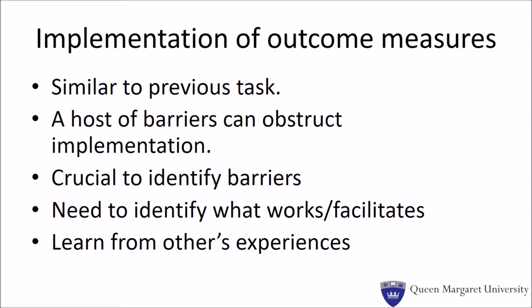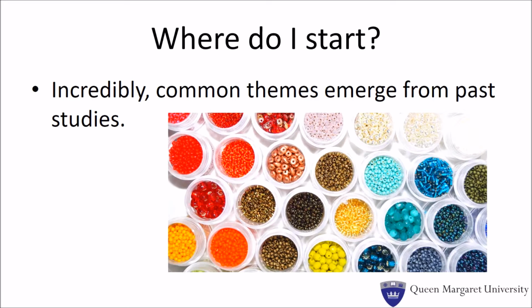Now, the implementation of outcome measures is quite similar to how you organize an outing. There is a host of barriers that can actually obstruct your implementation. Therefore, it is always good to firstly identify the barriers in order to be able to problem solve and forecast what are some solutions that you might be able to implement in order to overcome some of these barriers, as well as speak to other people who might have gone through the implementation of outcome measures and then learn from their experiences. So the first question you ask is, where do I start?